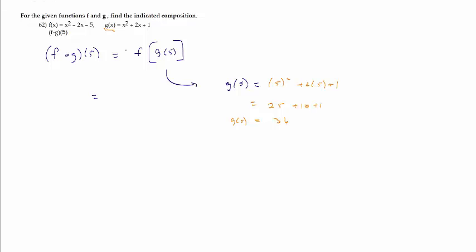So now f of g of 5 becomes f of 36. And then to find f of 36, I go up to my f function, right here, and wherever I have an x, I'll plug in 36. So we have 36 squared minus 2 times 36 minus 5. Let's see, 36 squared will get 1296 minus 72 minus 5. And so combining these, we'll get 1219.